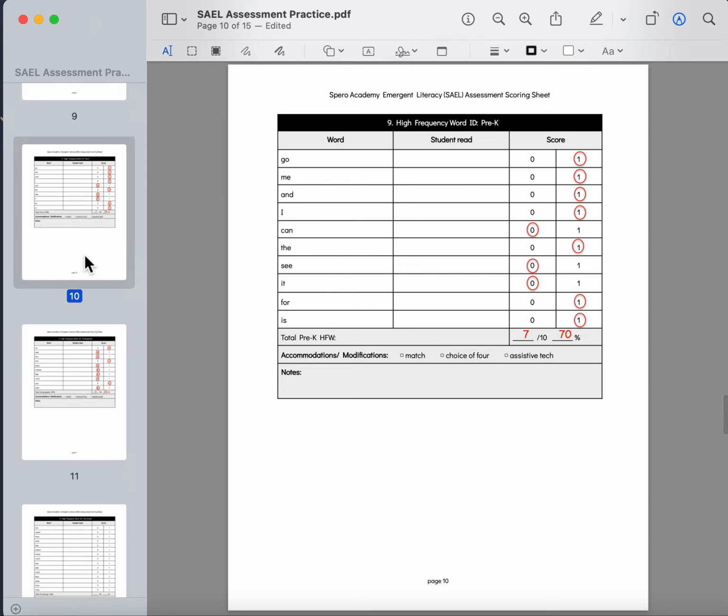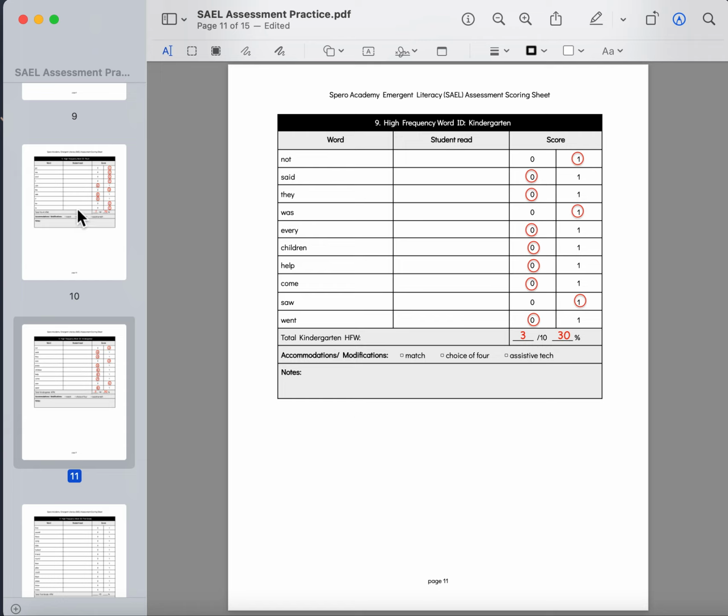I wanted to show you how sometimes our scores get a little bit wonky and why I had multiple sections at the top, even though we're only going to do a total for one of the sections, one of those little boxes. So for our pre-kindergarten high frequency words, we got 7 out of 10 or 70%. And for our kindergarten, we got 3 out of 10 or 30%.